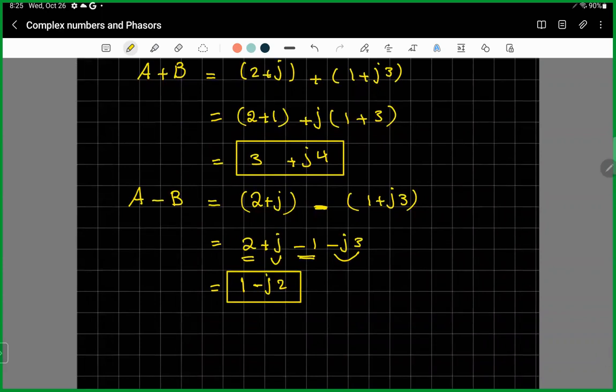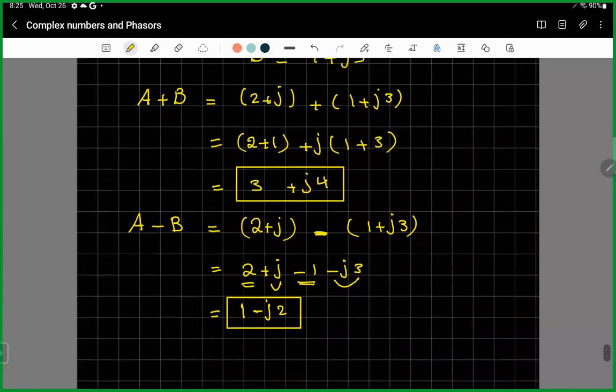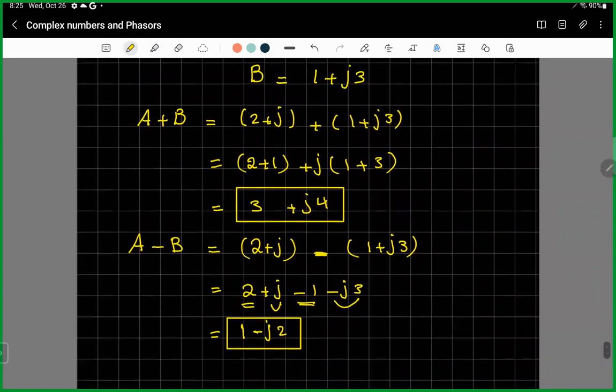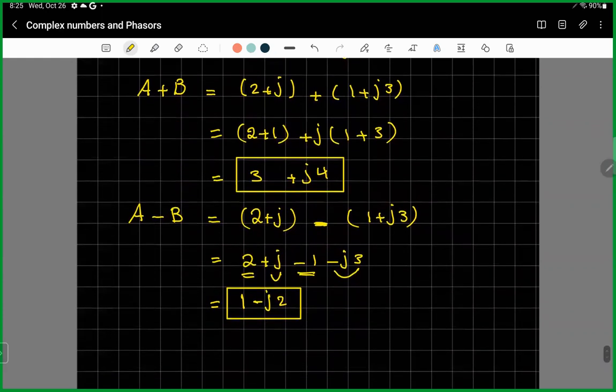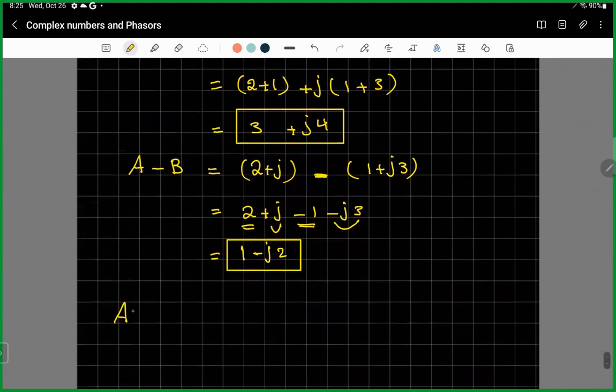Okay, let's have now something else. I want to multiply these two numbers and divide them, all right? So I'll multiply it first as it is. A times B. A is equal to 2 plus J times B, which is equal 1 plus J3.